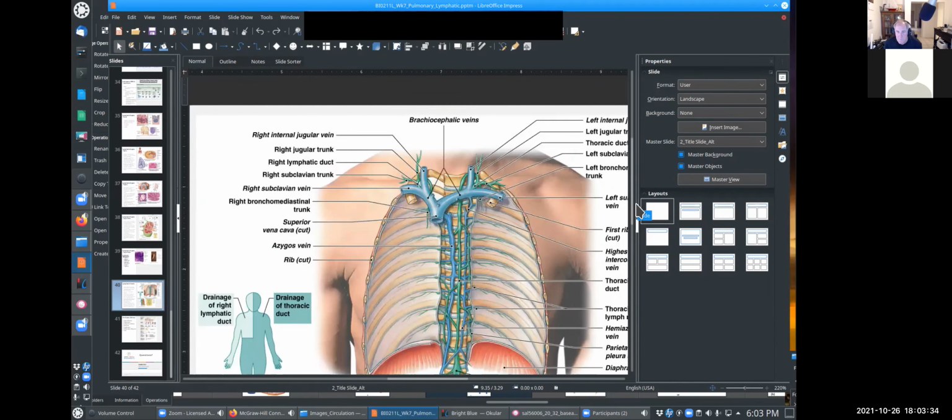Okay. So right here, running into the subclavian vein on the left is the thoracic duct. I doubt it'll be marked, but just in case, I'll give you a heads up there. Okay, sounds good.